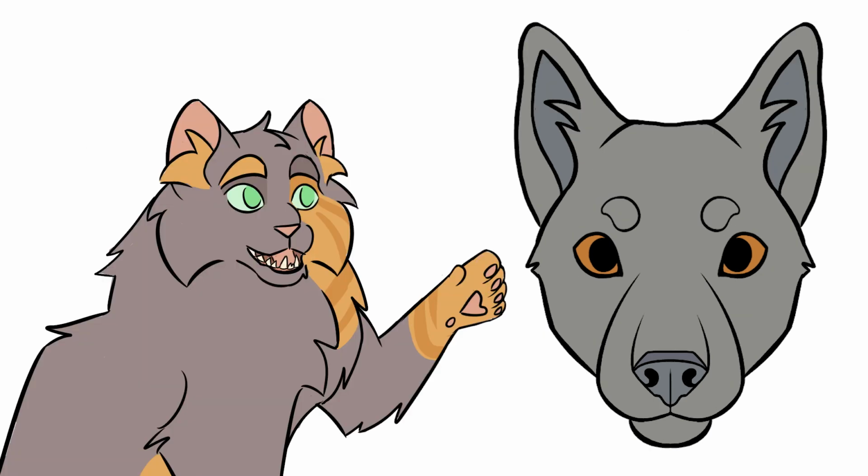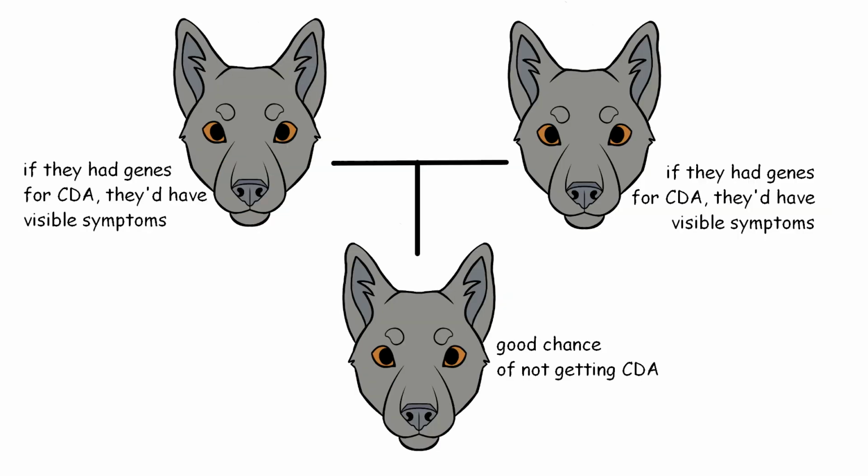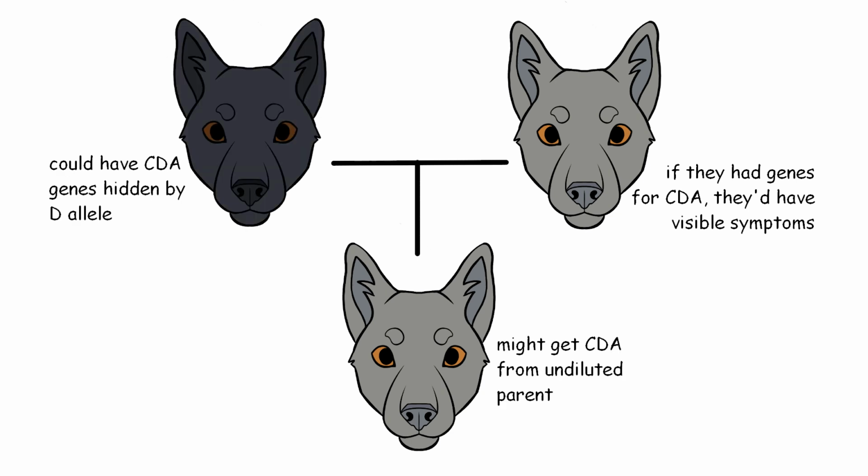One proposed solution to this is actually to breed dilute dogs together more. If both dilute parents are healthy, it's more likely that their pups will be healthy too, since if they had the genes for CDA, they, as dilutes, would express the disease. If one of the parents was non-dilute, though, there's a risk of them secretly carrying CDA and passing it on to a dilute puppy, making them sick.